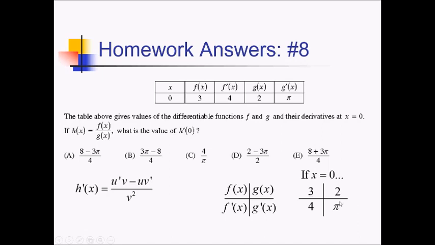Putting all this now in my formula, using my ribbon to do that, I've got 4 times 2 minus 3 times pi all over 2 squared. This is the v squared down here. And just to simplify so I can match one of the answer choices, 4 times 2 is 8, 2 squared is 4, so we have 8 minus 3 pi over 4. Can't really simplify that much more, and I don't have to because that gives me answer choice A.